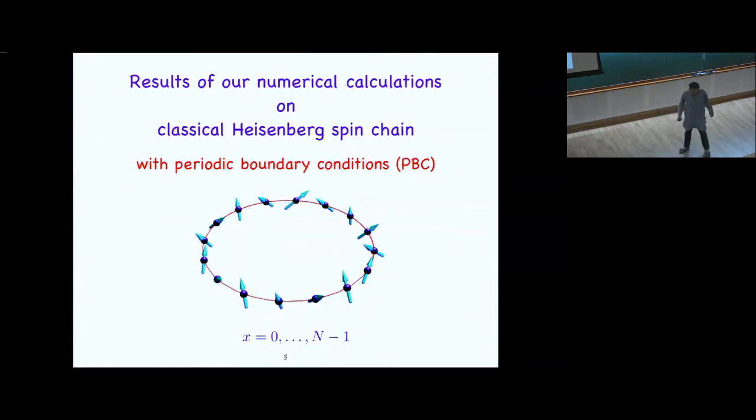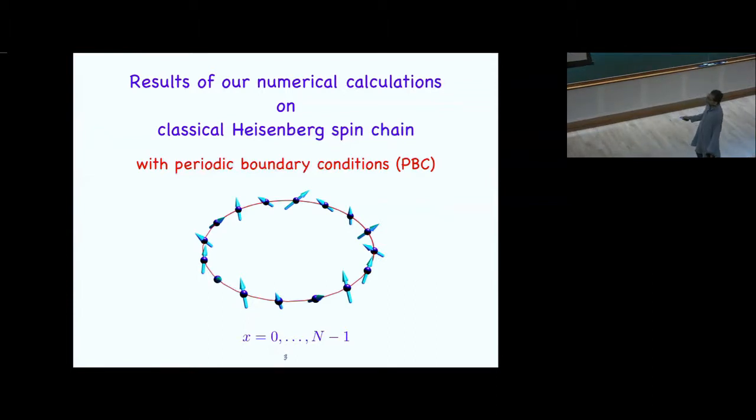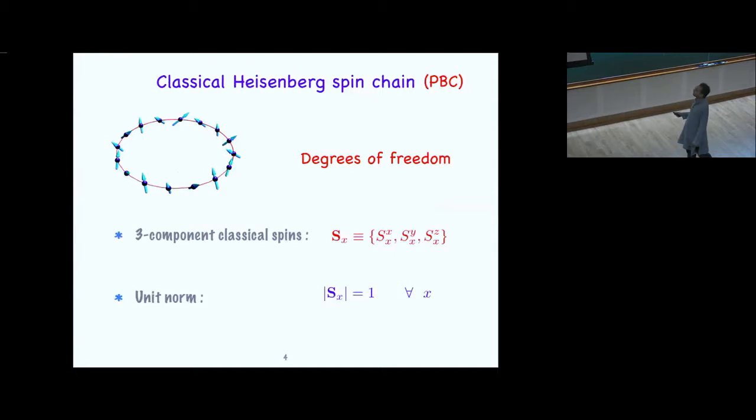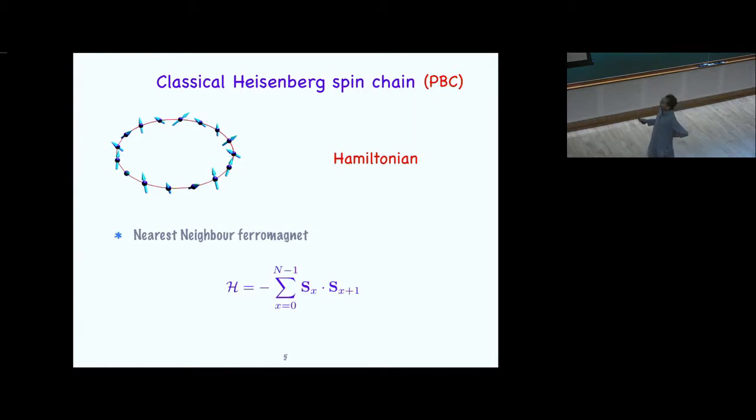Okay, so I'll present numerical results on a classical Heisenberg spin chain with periodic boundary conditions. So I have N number of sites, and at every site I have one classical spin. So the degrees of freedom are these three-component classical spins with unit norm. Their magnitude is one at every site. The Hamiltonian is the simple nearest neighbor ferromagnet. Almost all the results that I'm going to say are valid also for the antiferromagnet.